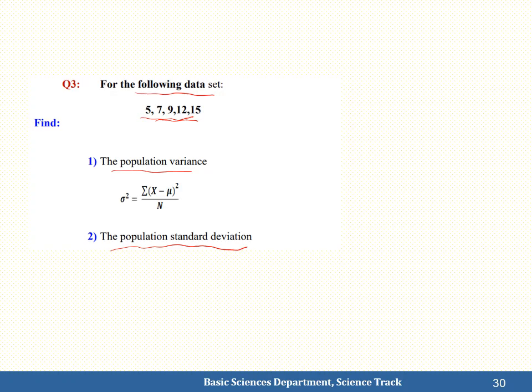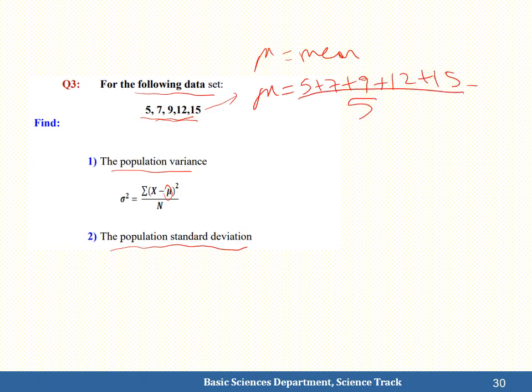Now, we need to find the mu here, and mu is the mean of the population. Now, the mean, if you calculate, will be 5 plus 7 plus 9 plus 12 plus 15 divided by 5, and which will be 9.6. Now, how can you apply the formula here? So, by the way, this n, the number of the data values, is 5.